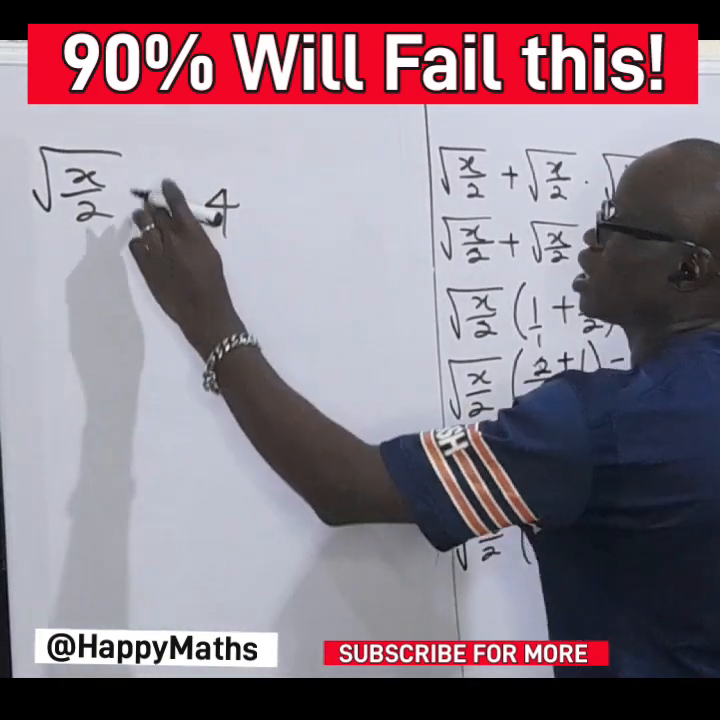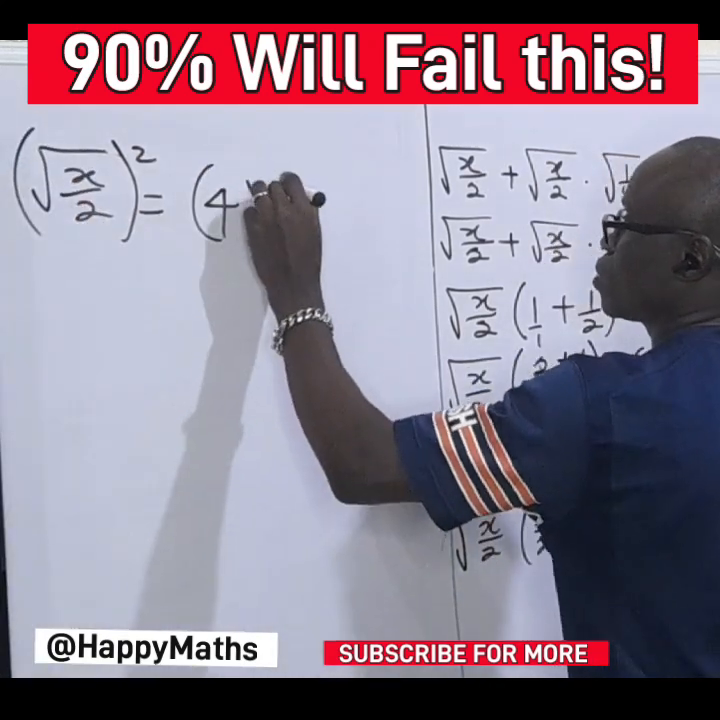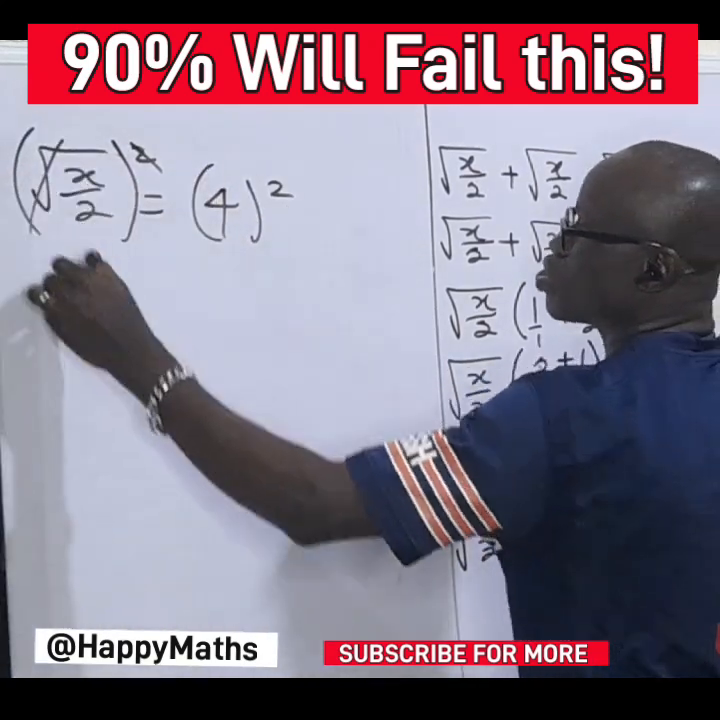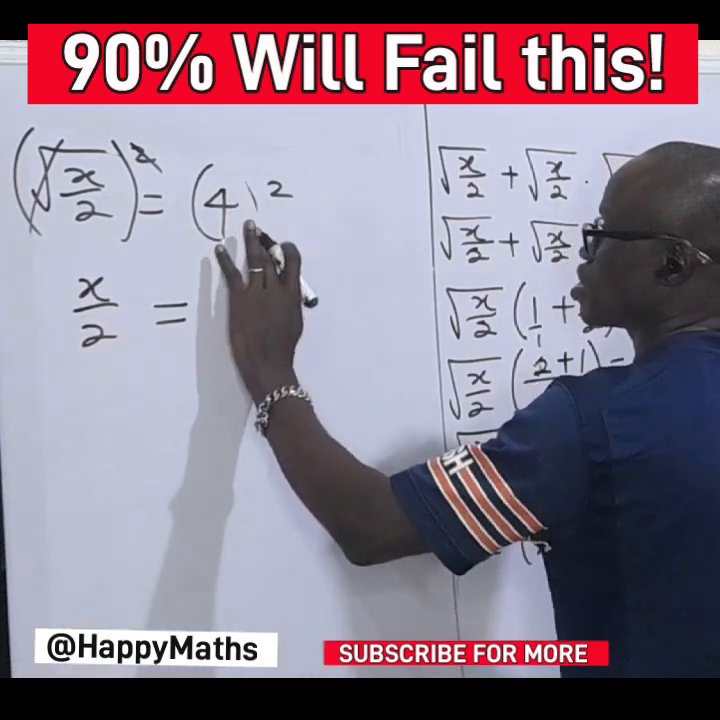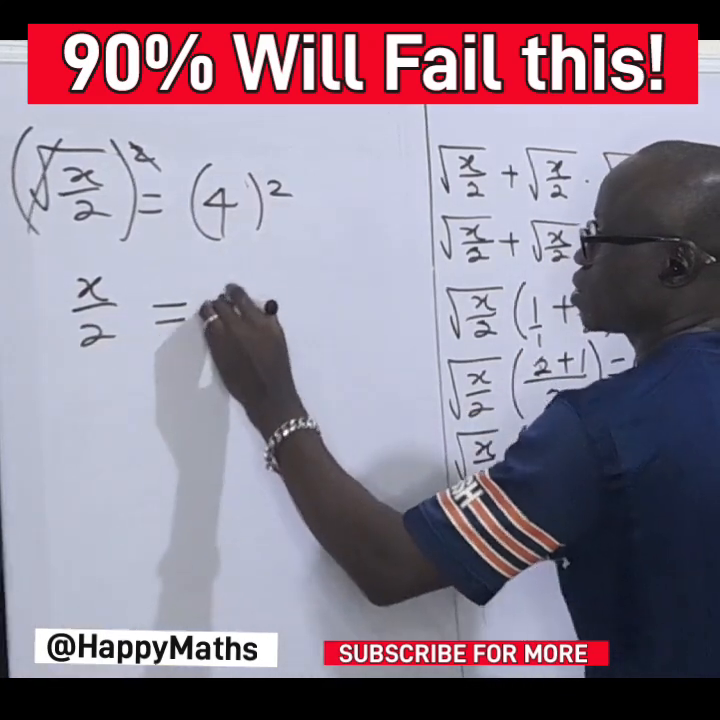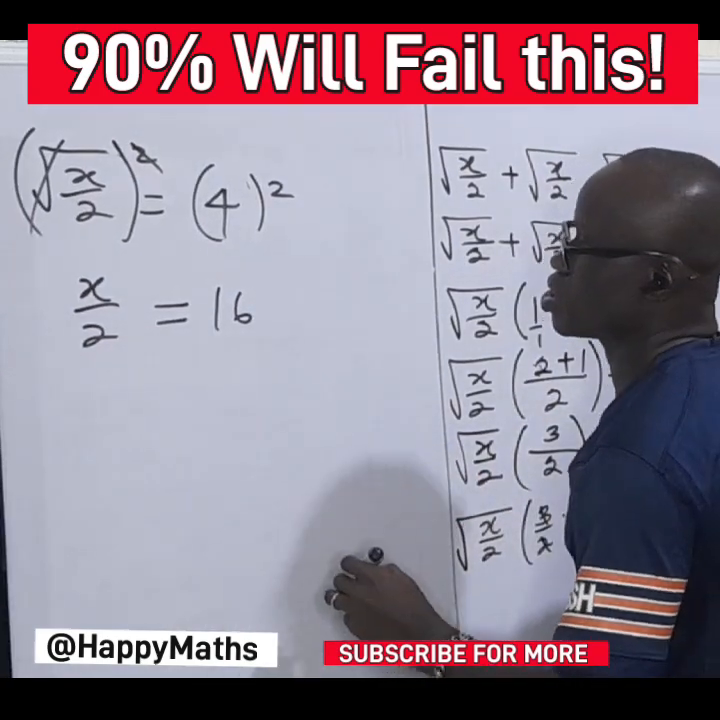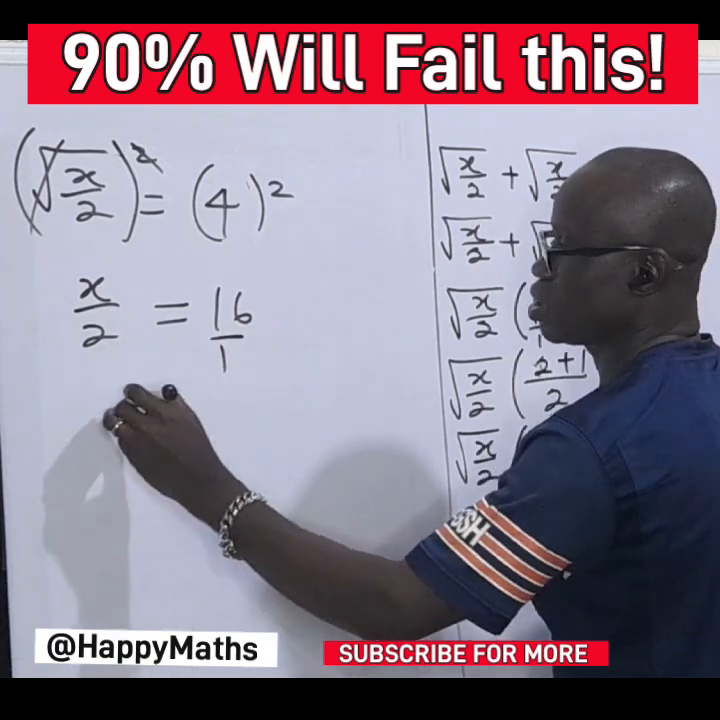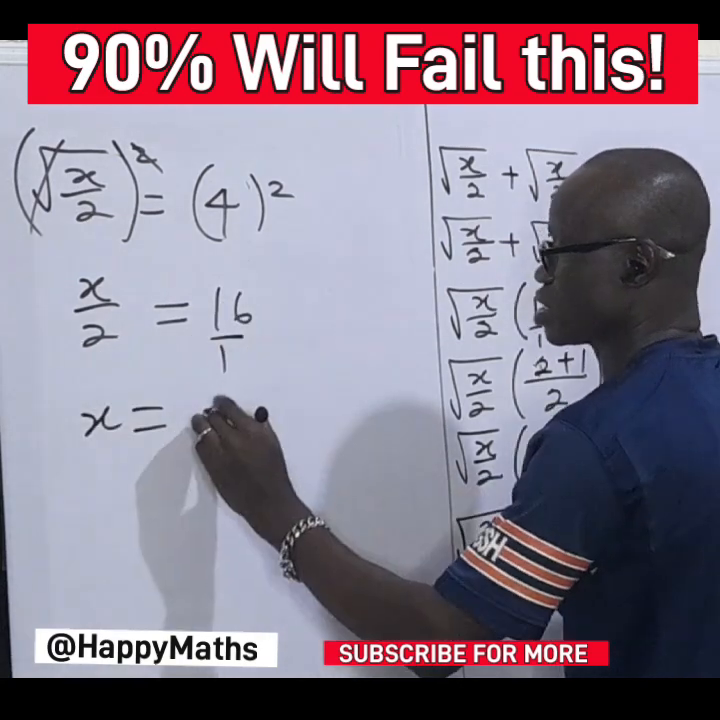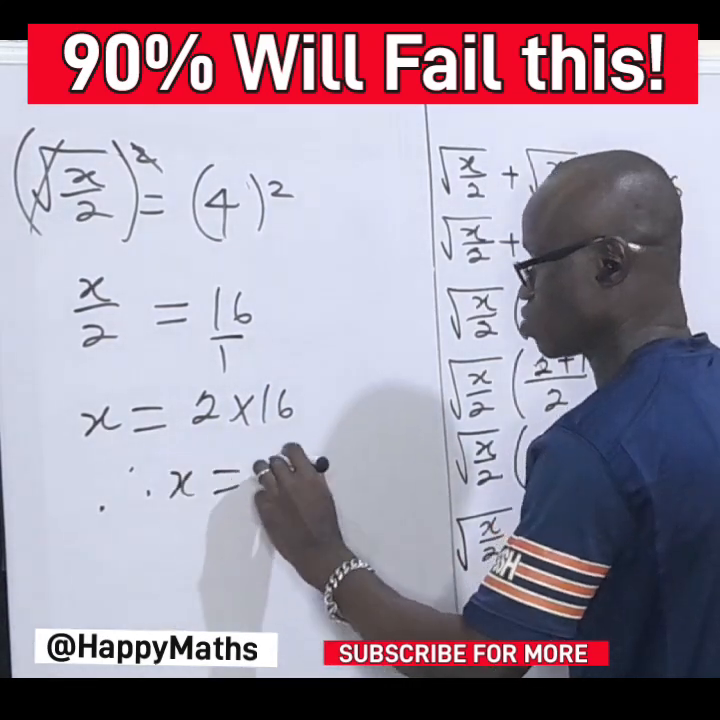Now the next way out, let's square both sides to remove the square root. Squaring will remove the square root, so we have s over 2, and 4 squared gives us 16. Now we are close. Let's multiply both sides by 2, or cross multiply. So s equals 2 times 16. Therefore, s equals 32.